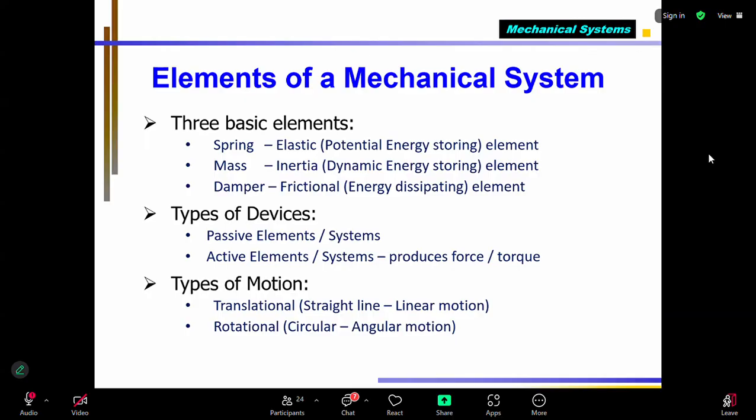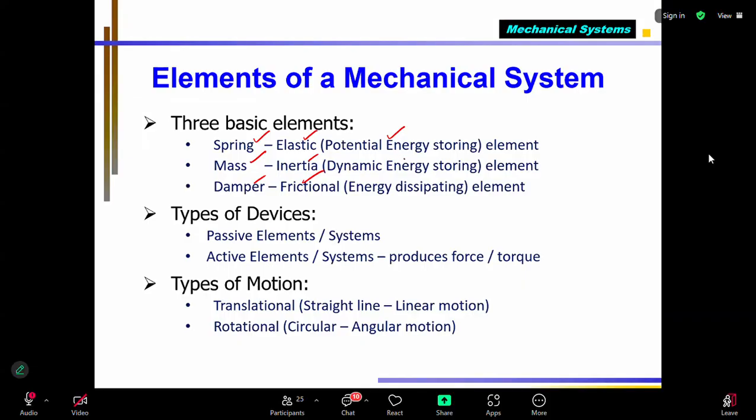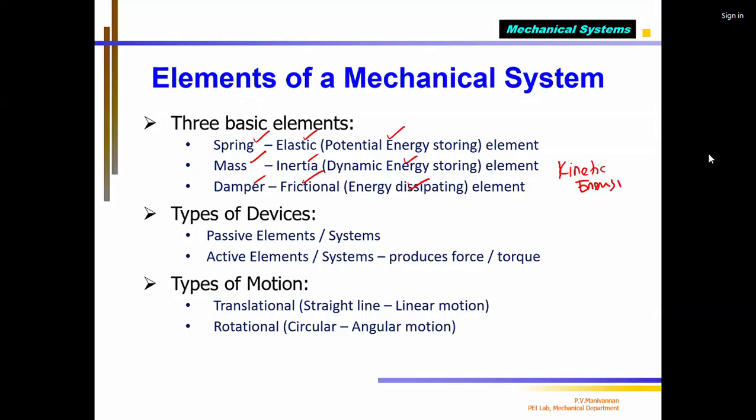We know that there are three types of elements in any mechanical system. If you finally dismantle the system, engine, machine, whatever it may be, finally you get individual components or parts. Those parts can be defined as spring element, mass element, damping element, or by other names, elastic element, inertia element, or frictional element. The spring element can store potential energy. The mass element can store the dynamic energy, also called kinetic energy. And the third one is called damping element. Friction, it cannot store energy, it can dissipate energy. So these are the three elements which make any mechanical system.